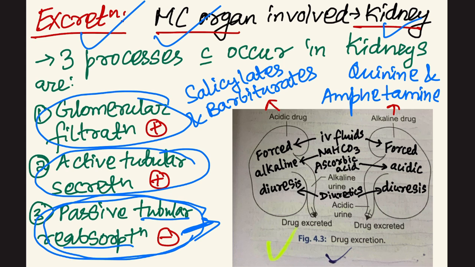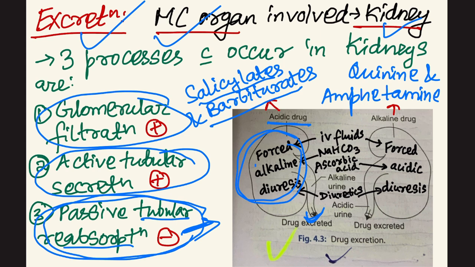So for acidic drugs, suppose we have a poisoning of acidic drugs like salicylate and barbiturates, in that case we will have to make the urine alkaline in nature, so that the acidic drug gets converted into the ionized form, and as a result it will become polar and water soluble, so it will be easily excreted out. So what is that process called? This process is called forced alkaline diuresis.